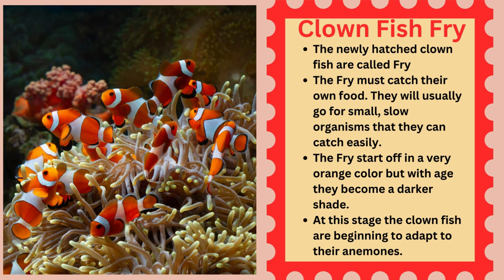Clownfish fry. The newly hatched clownfish are called fry. The fry must catch their own food. They will usually go for small, slow organisms that they can catch easily. The fry start off as a very orange color, but with age they become a darker shade. At this stage, the clownfish are beginning to adapt to their anemones.